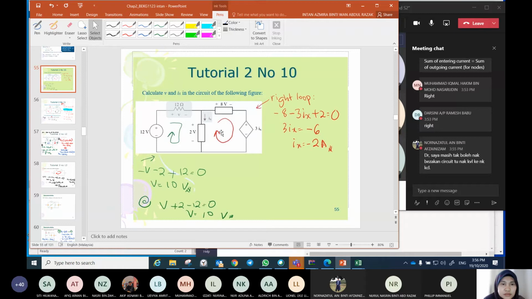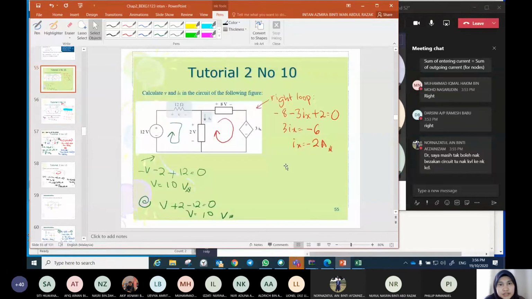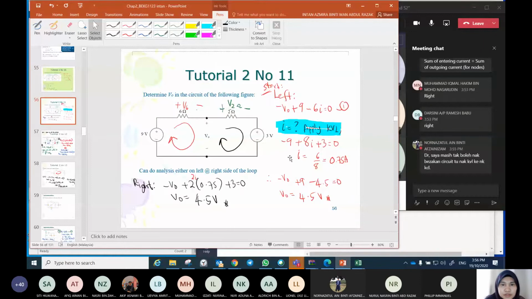Number 10 is the KVL equation. This one is KVL. Usually, for basic calculation, if it is a single loop, definitely you will use KVL and Ohm's law only. This is Ohm's law, I equal to V over R. Okay, this is KVL.